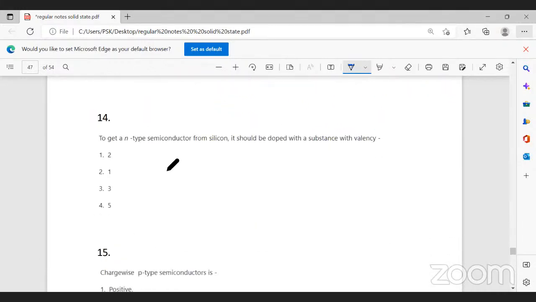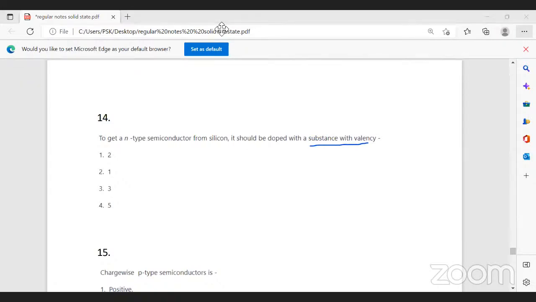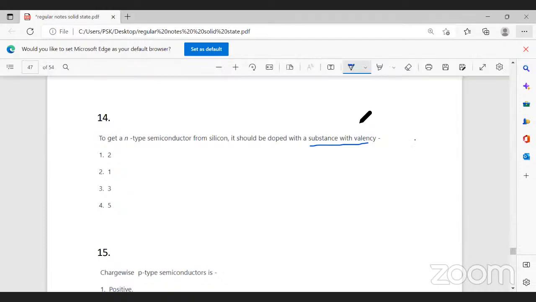Yes, sir. Now, to get an N-type semiconductor from silicon, it should be doped with a substance with what valency? Wait for a minute, don't answer me. Dhanalakshmi, Ajay, Ritika, and who's the other person here? Another student answered the question earlier. Tell me what type of substance is to be doped in order to get an N-type semiconductor? Sir, is it 5? Pentavalent impurity.